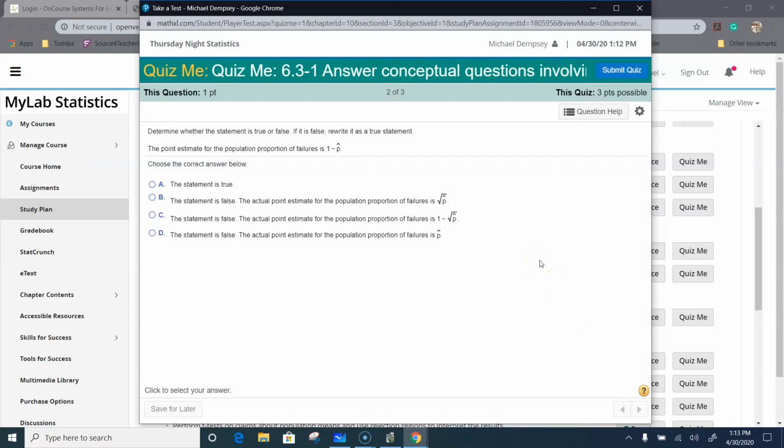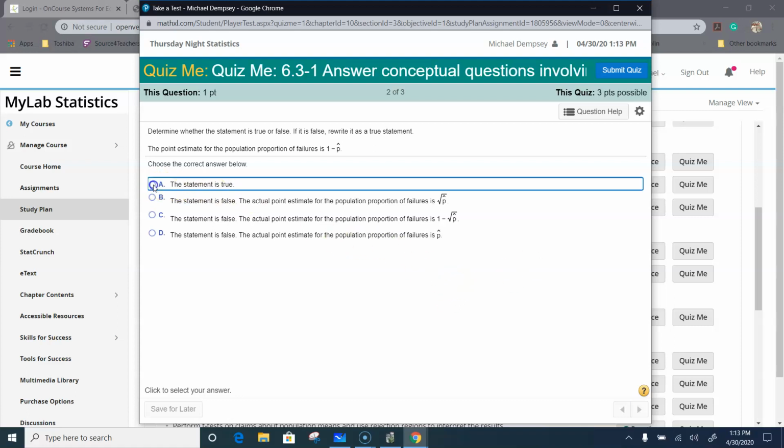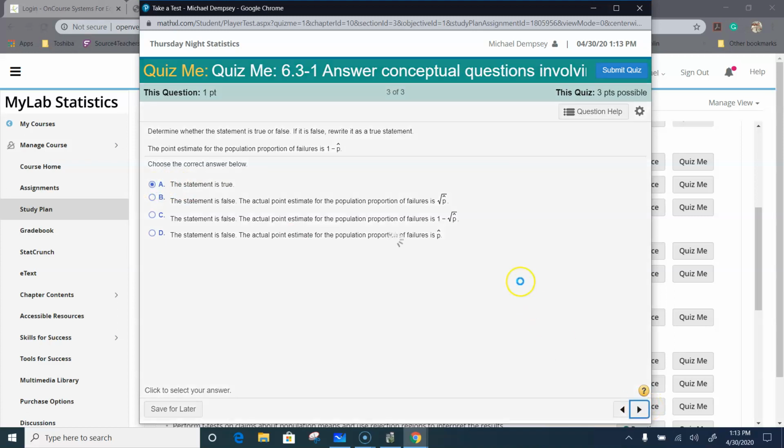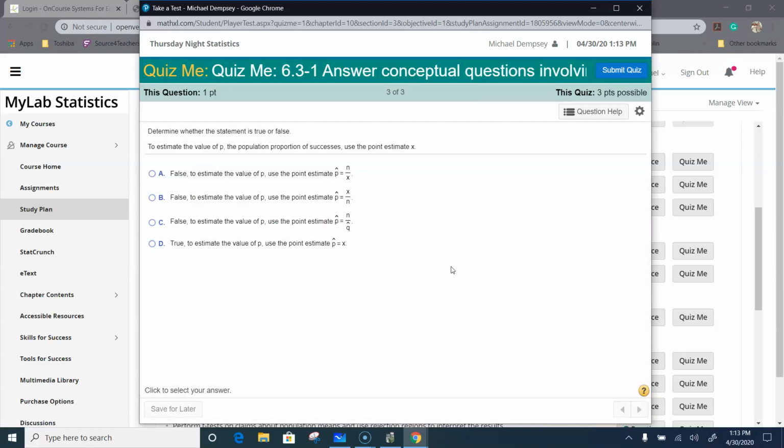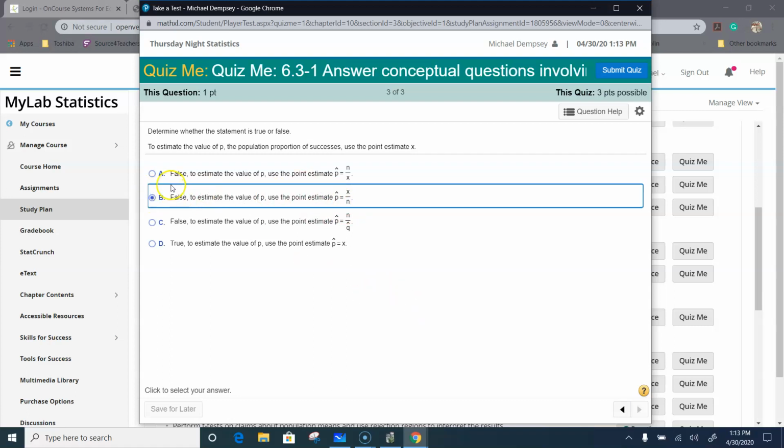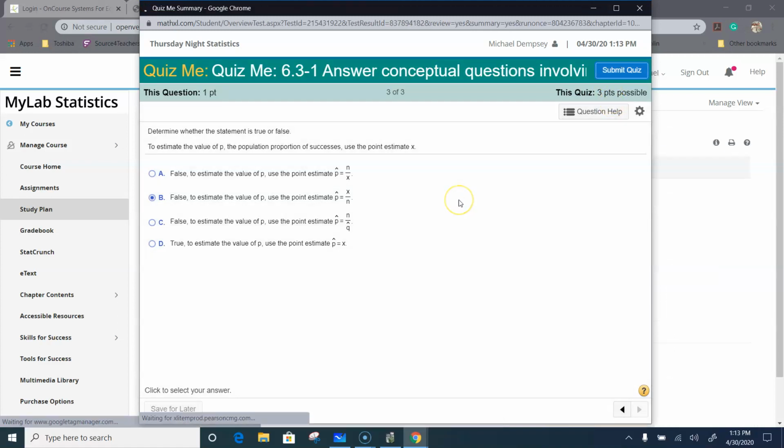Is this true or false? The point estimate for the population proportion of failures is 1 minus p-hat. That is true. P-hat is the estimate of successes, so 1 minus p-hat would be failures. To estimate the value of p, we take successes out of the total, so it's x over n. So that's false. We use point estimate x over n. It's a proportion, a decimal, so we have to take successes out of total trials.